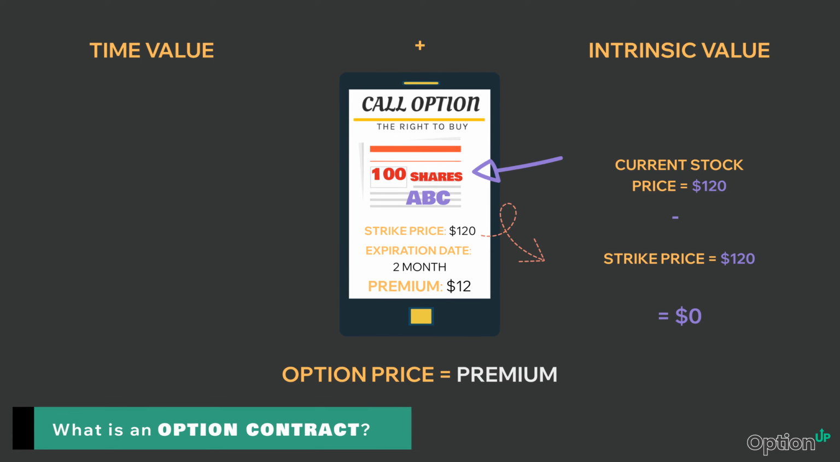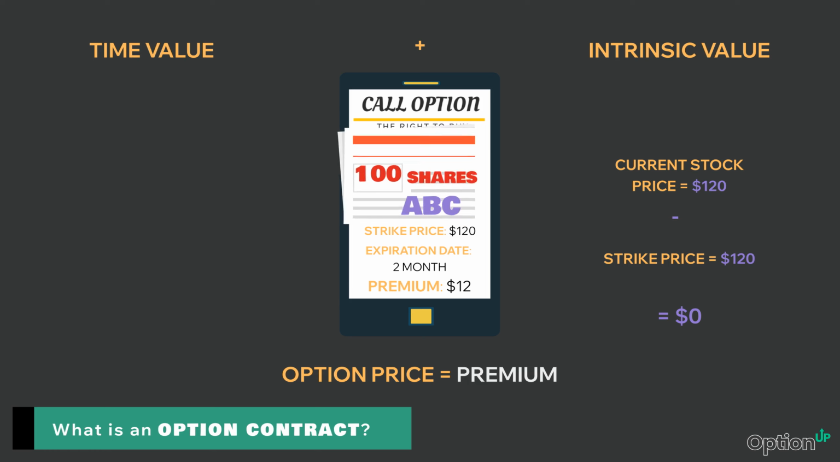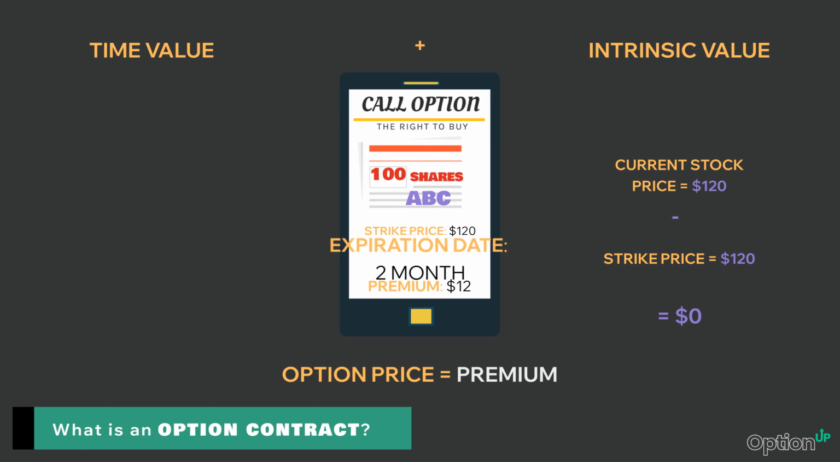The time value represents the potential for the option to gain intrinsic value before expiration. It is influenced by several factors, like the volatility of the underlying stock, time till expiration, market conditions, etc. The time value diminishes exponentially as the option approaches its expiration date. The time value is option price minus intrinsic value.